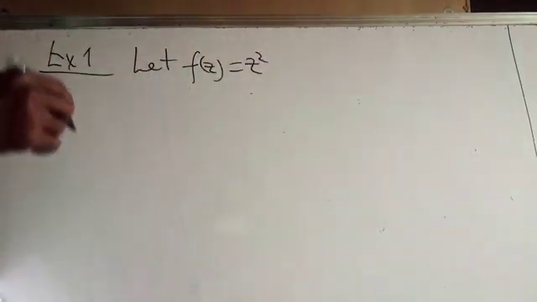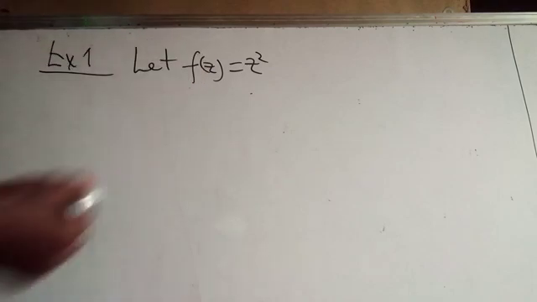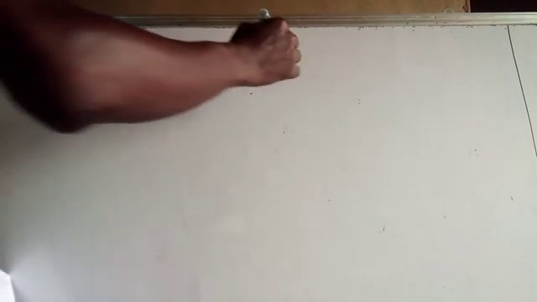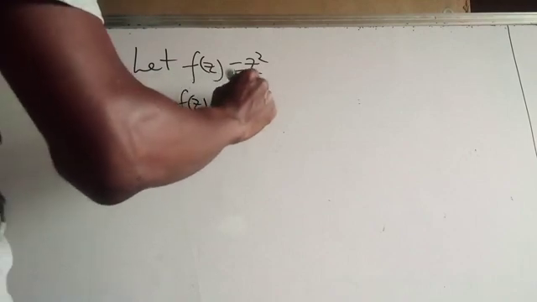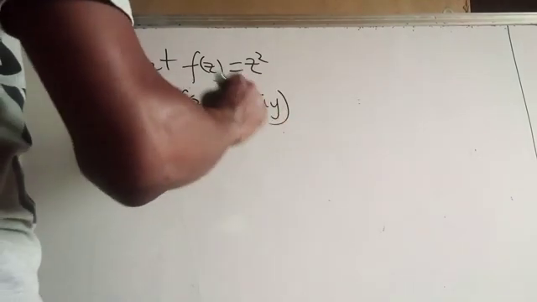Let's illustrate this concept with relevant examples. Let's look at a polynomial function. This is example 1. Let f of z be equal to z squared. We want to find out whether this function f of z equals z squared is analytic. Now, this will be f of z is equal to (x plus iy) squared.